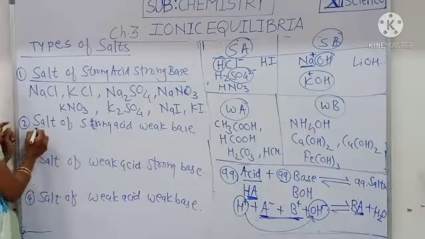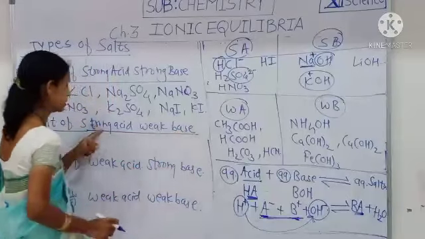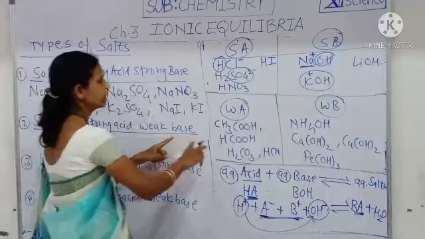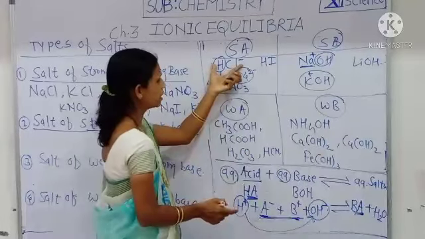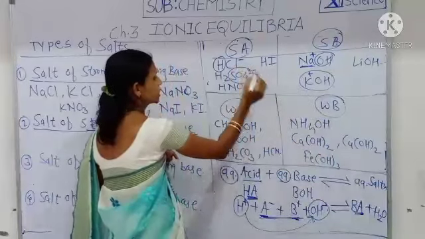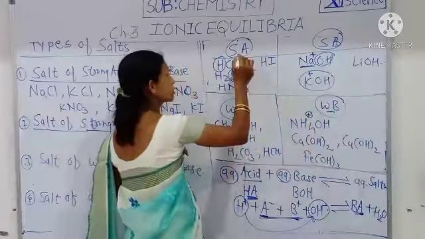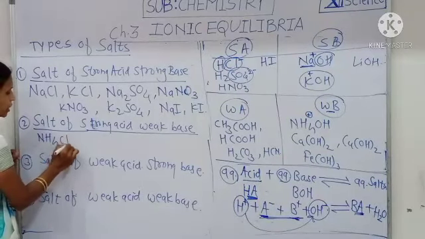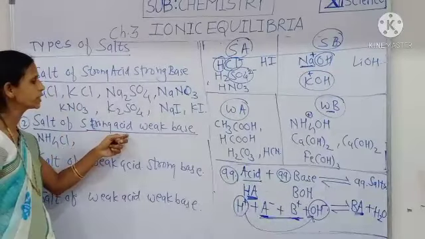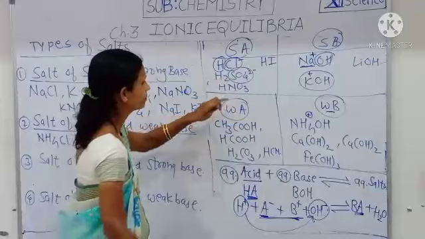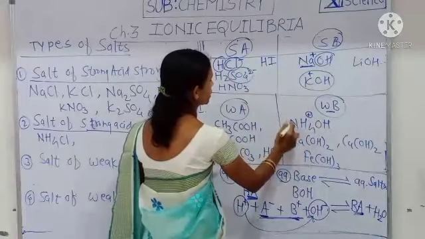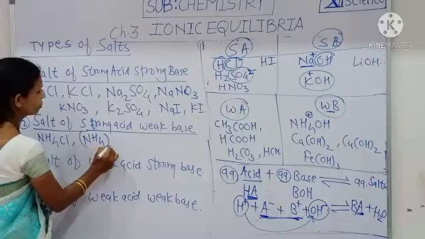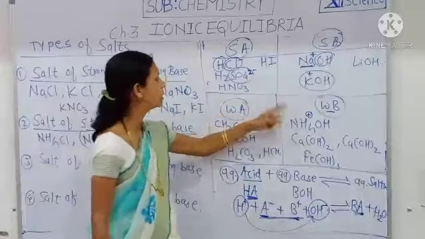Then, see here, the second type, that is salt of strong acid, weak base. See here, the anion of strong acid interacts with the cation of weak base. See here, if HCl and NH4OH, in which NH4 plus ion of weak base interacts with Cl minus ion of strong acid, then it gives NH4Cl, which is a salt of strong acid, weak base. Similarly, here SO4 2 minus ion and NH4 plus ion will interact, then it gives (NH4)2SO4, that is ammonium sulfate.